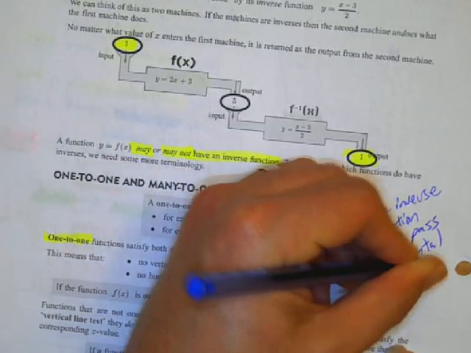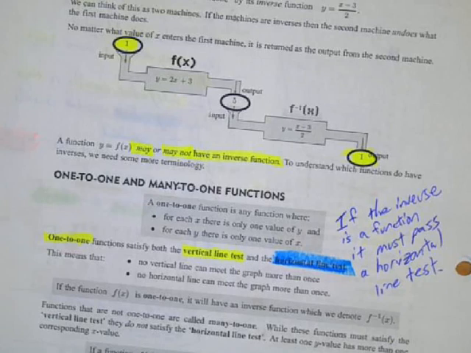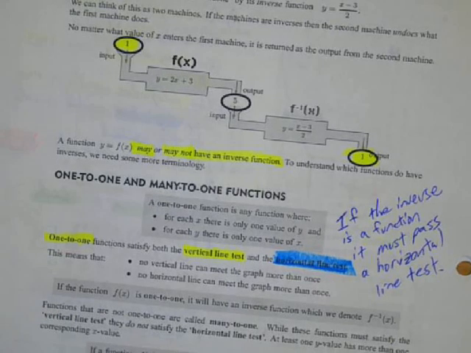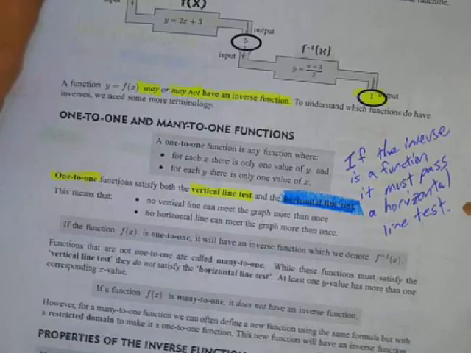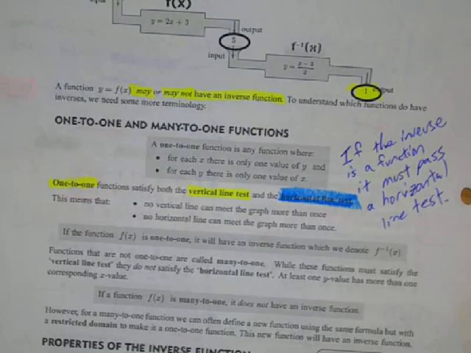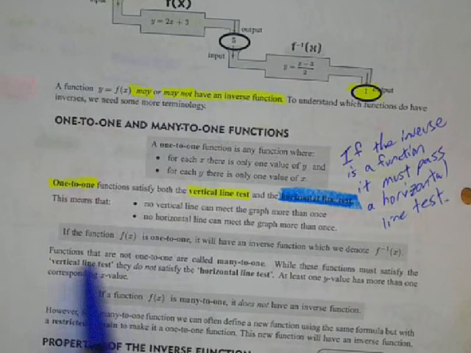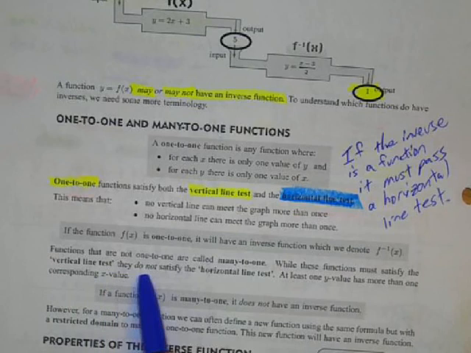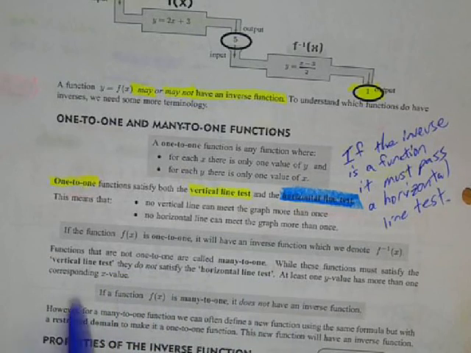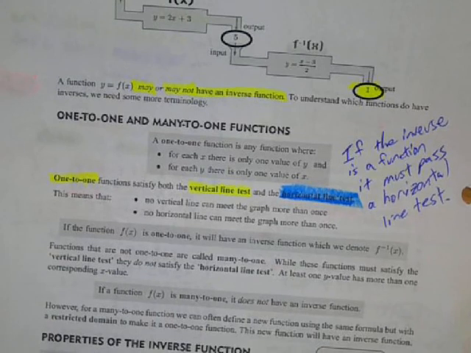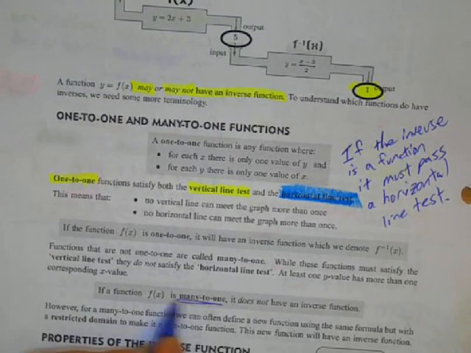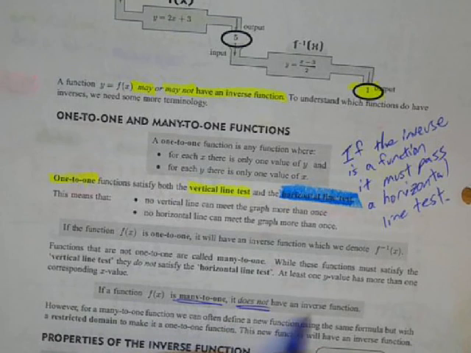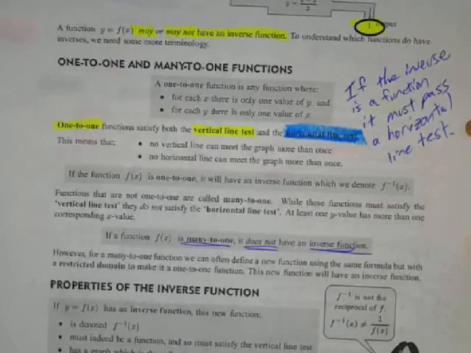Okay, let's talk a little bit more about what that means. When we're solving for an inverse function, we're going to be switching the x with the y and the y with the x. So while functions satisfy the vertical line test, if they don't satisfy the horizontal line test, then it's not going to have an inverse function. So many-to-1 does not have an inverse function. And we'll see some examples of that in just a minute.